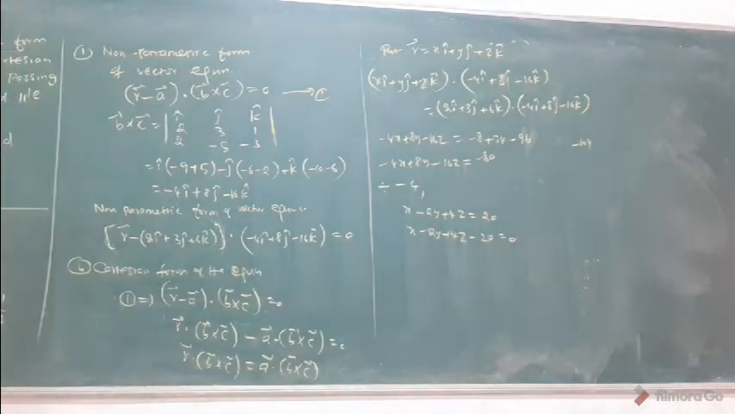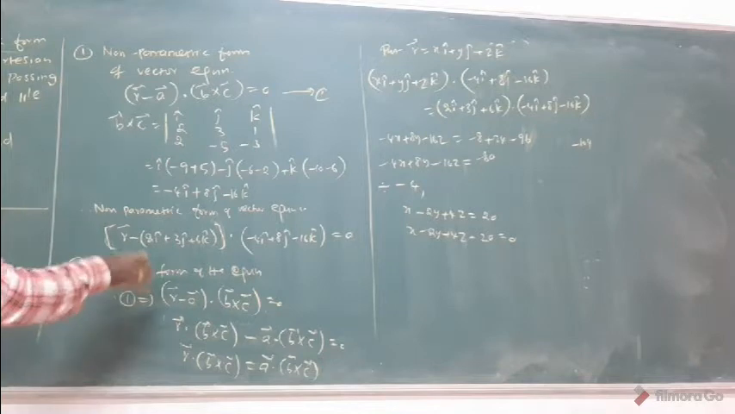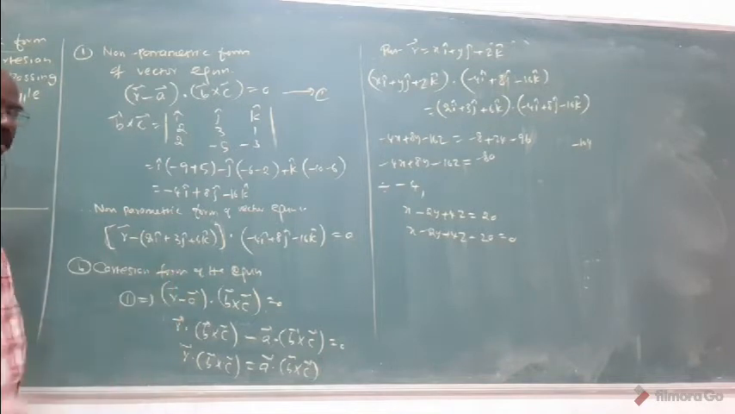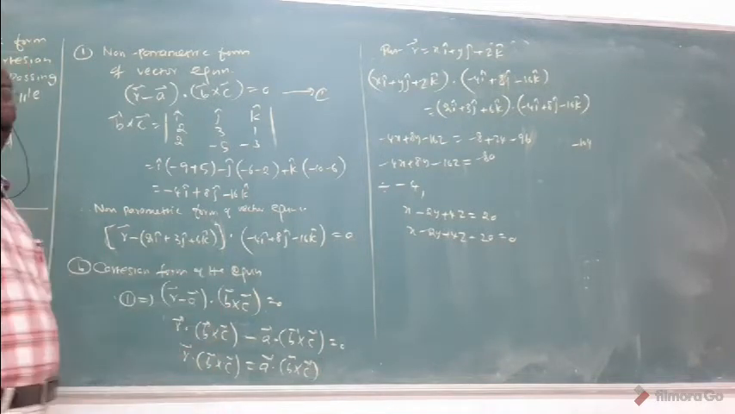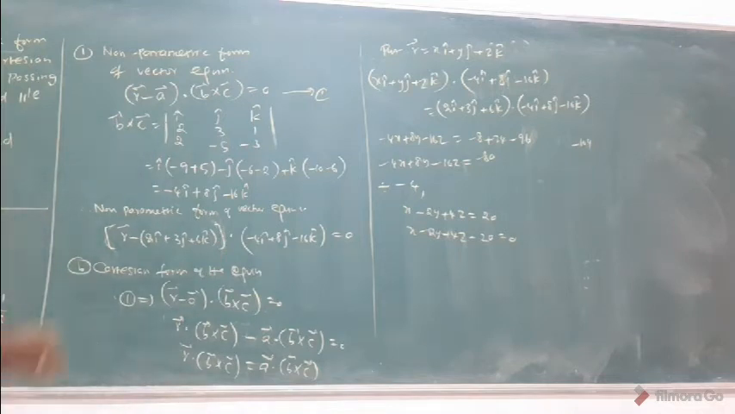This is the method. Otherwise, the Cartesian form of the equation, using the formula we get that. Which one is easy for you to do? This is one method. Okay, now we do another method also.